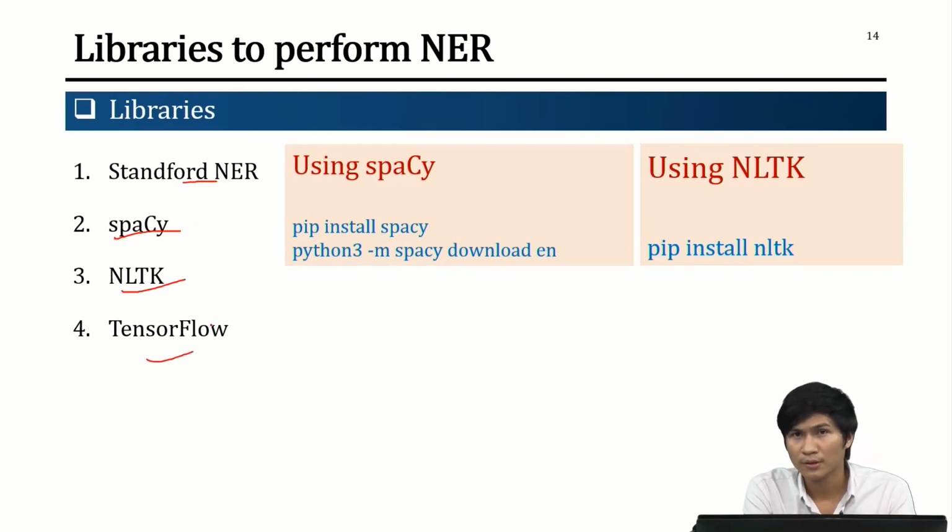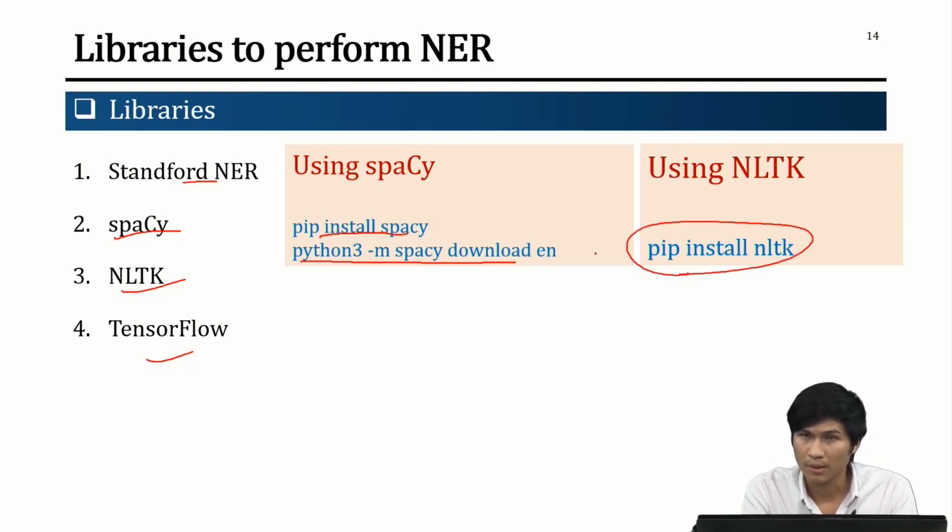In case that we want to use spaCy, we need to install the library using this command, pip install spaCy. spaCy provides datasets, but we need to download them separately after we install spaCy. To do this, we type this command to download the dataset in English. And in case that we want to use NLTK, we should first install those libraries.